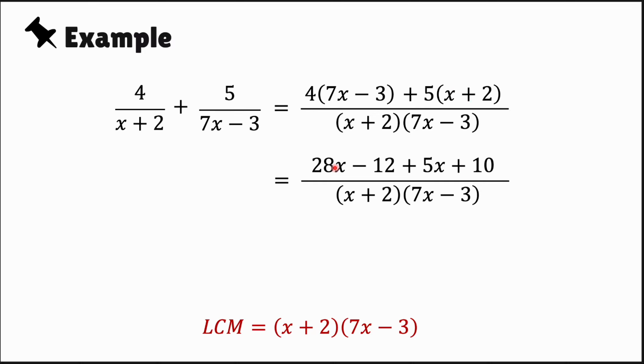Then we can combine like terms. 28x plus 5x, you're going to have 33x. Negative 12 and 10, you're going to have negative 2. So you have the final answer here. Okay?